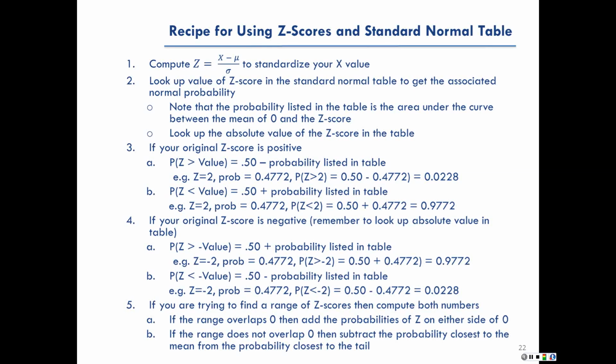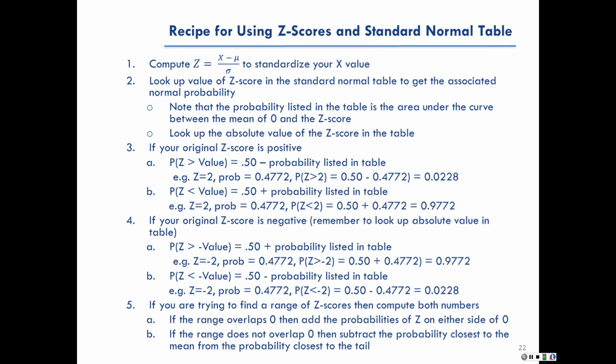So here, I'm not going to go through this slide in painstaking detail. I've provided it for your reference. This is a recipe for using z-scores with the standard normal table. I've also put this into a Word document that I'm including in the folder for this module for you to use, because in the homework, I'm going to have you calculate these z-scores.